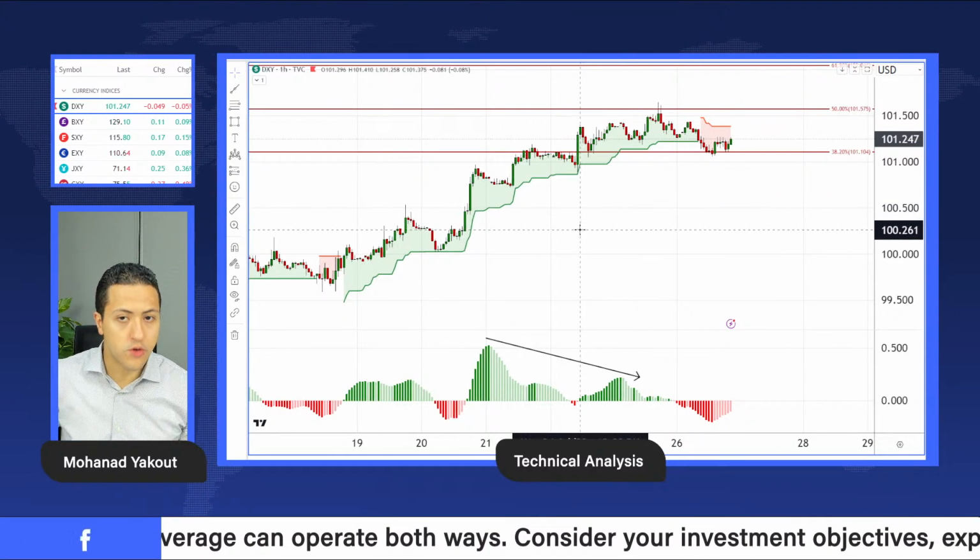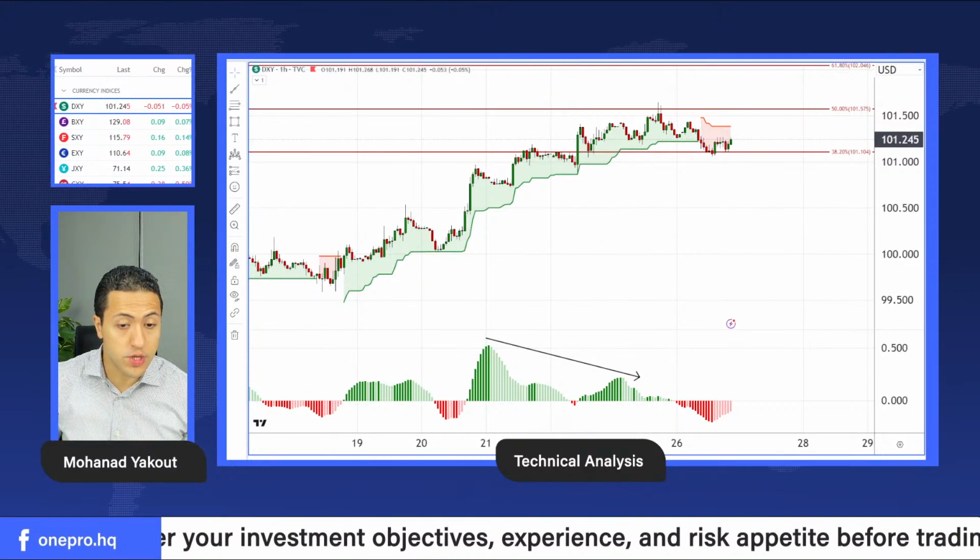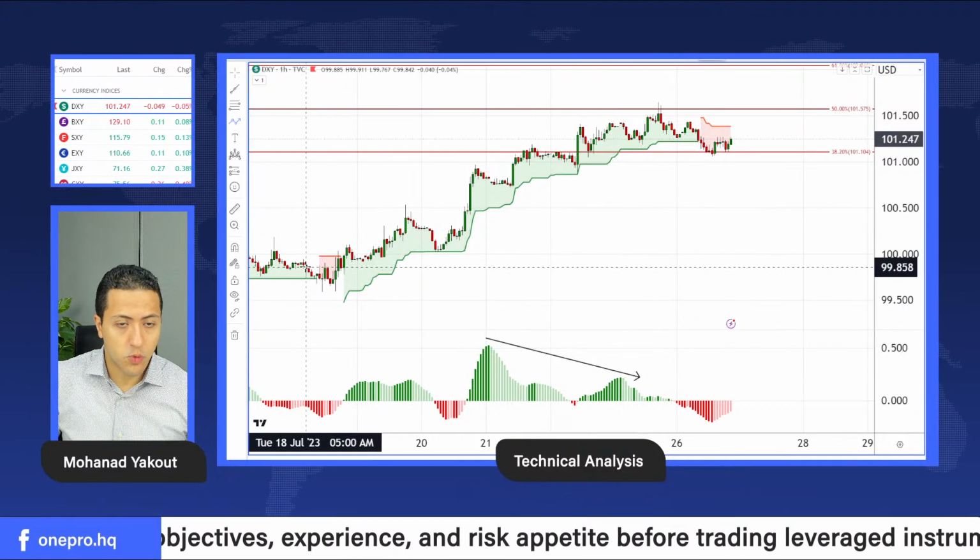That's on the dollar index. The third thing, which I sometimes or a lot of times also use, is the market structure. What's a trend line?